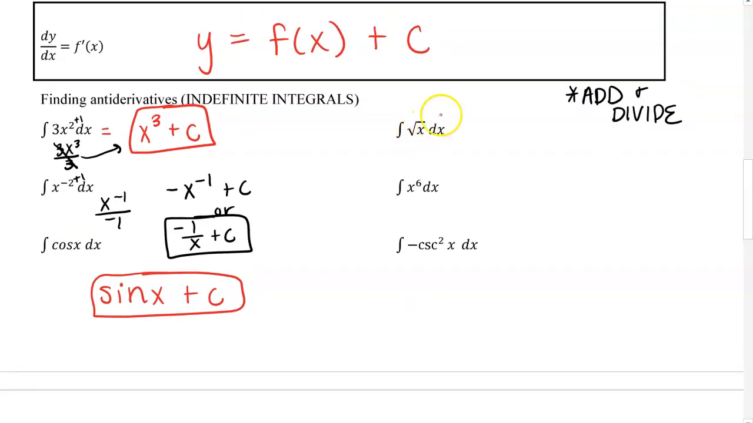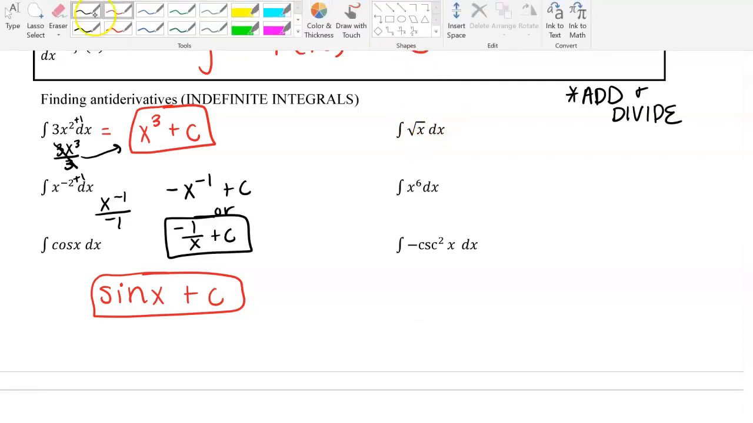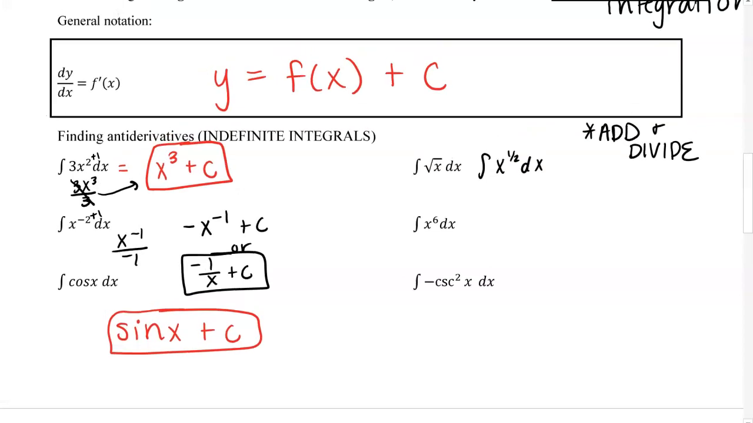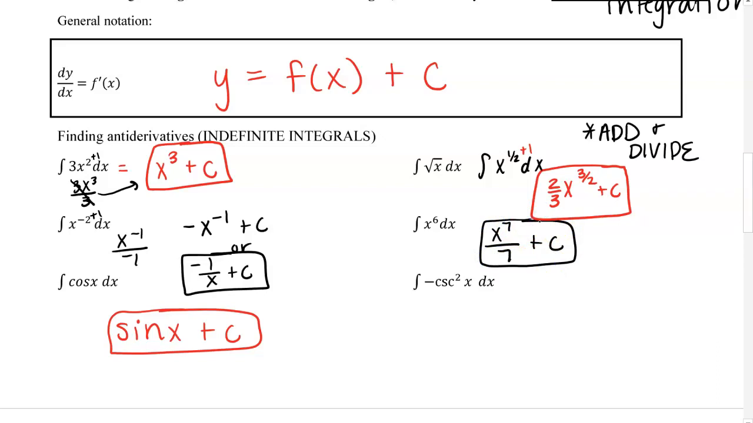The next one is the square root of x, so I'm going to rewrite that as x to the 1/2, just like I would if I was finding a derivative. And then I add 1 to the exponent, so x to the 3/2, and you divide by the new exponent. If you divide by 3 over 2, that actually becomes a 2/3 in front. The next one, x to the 6th, I add 1, x to the 7th, divide by the new exponent over 7 plus c. You could even make it 1/7 x to the 7th, same thing.